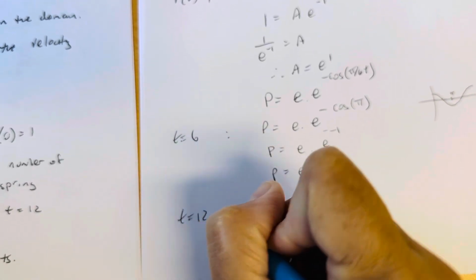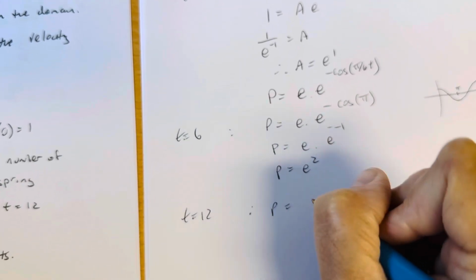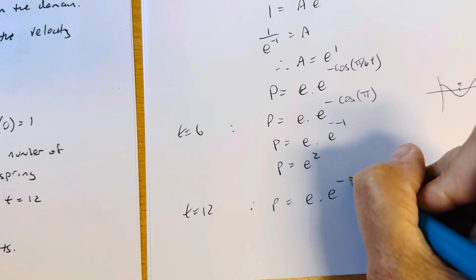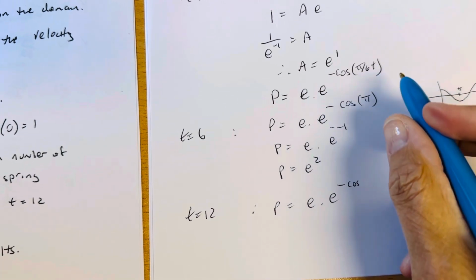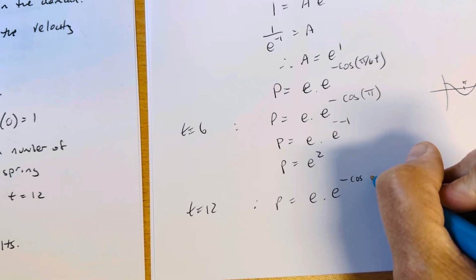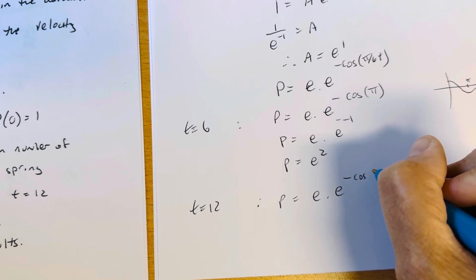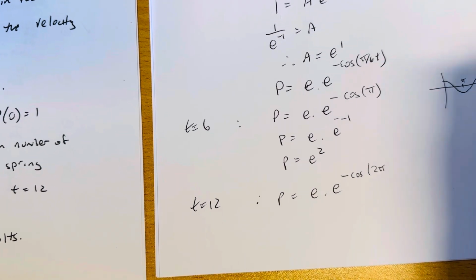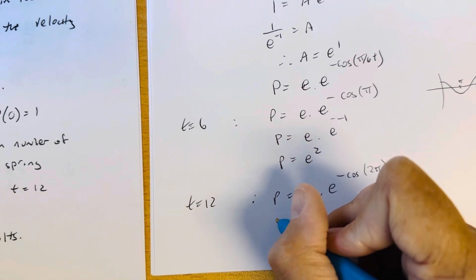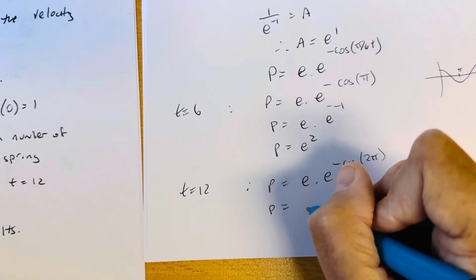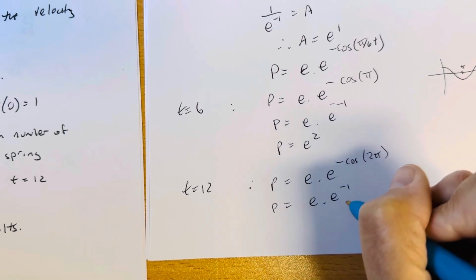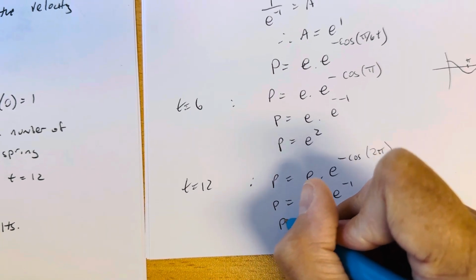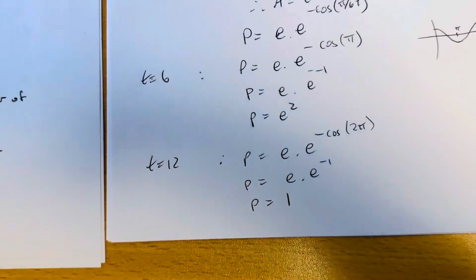When t equals 12, P equals e times e to the negative cos 2π, won't it? Which is back up to 1. That's where 2π is. So P equals e times e to the negative 1. That'll be P equals 1.